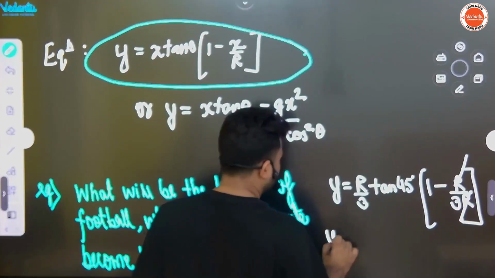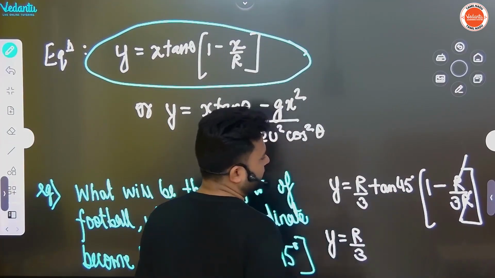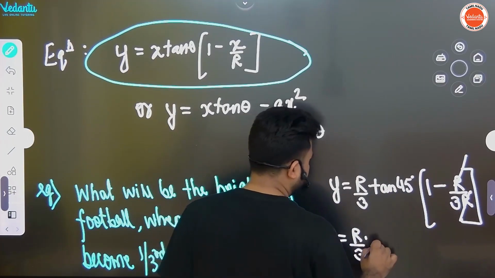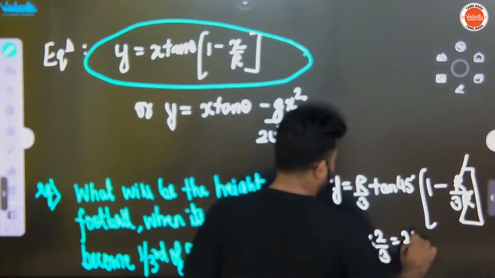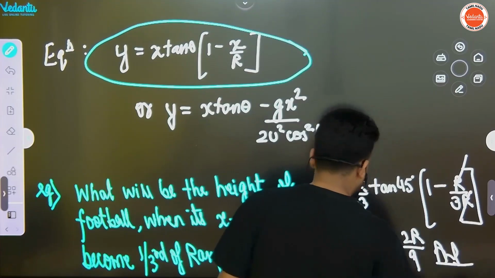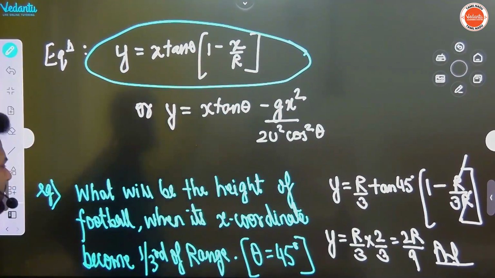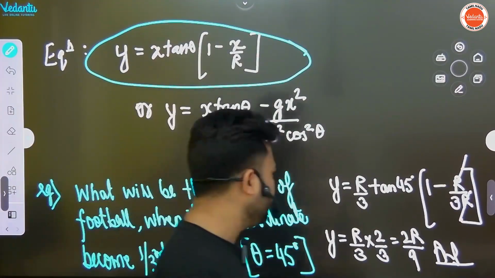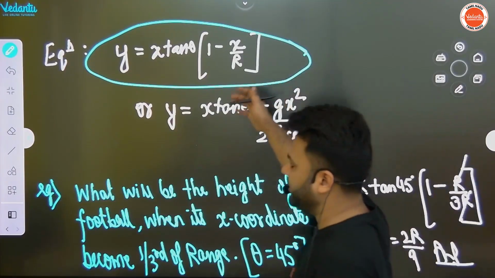So y equals R by 3. Tan 45 degree is 1. 1 minus 1 by 3, that is 2 by 3. So this will be 2R by 9. This will be the y coordinate. So they can ask questions from here, from the equation of projectile: if this is the x coordinate, what will be the y coordinate? Use this equation. You will get the answer.